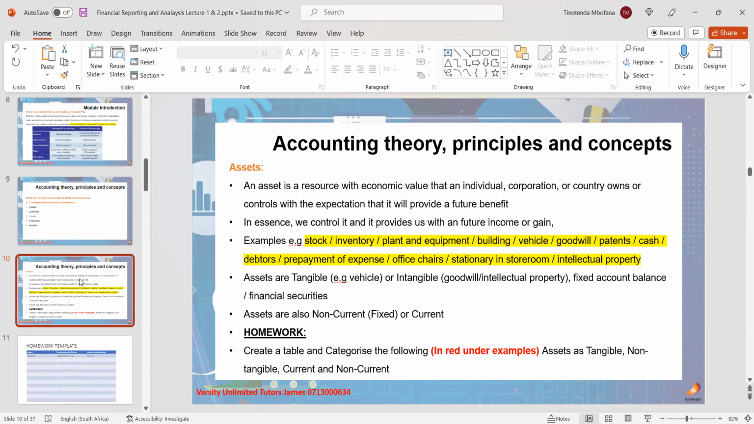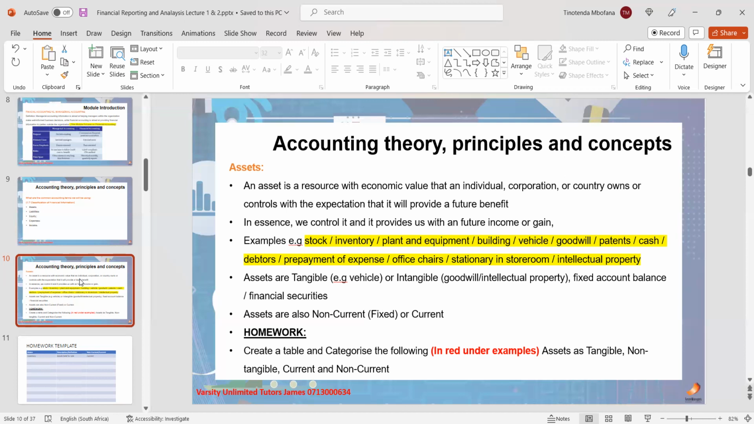There's a reason why I'm emphasizing future benefit. We're going to talk about something else that generates current benefit. But future benefit, that is an asset. So you control the asset. If you don't control it, it might not be an asset to you. You have to control it as an organization. So there are a lot of examples there: stock, inventory, whatnot. There's an exercise that I want you to do as homework. But those are different examples of assets.